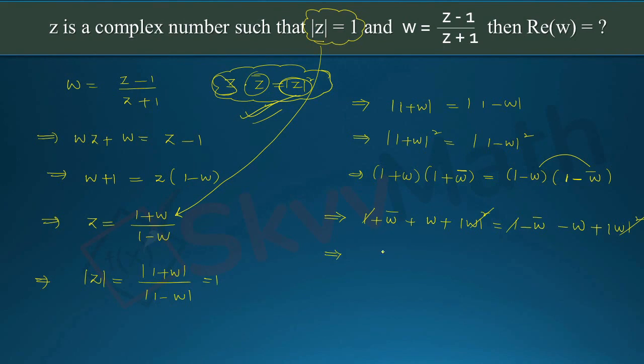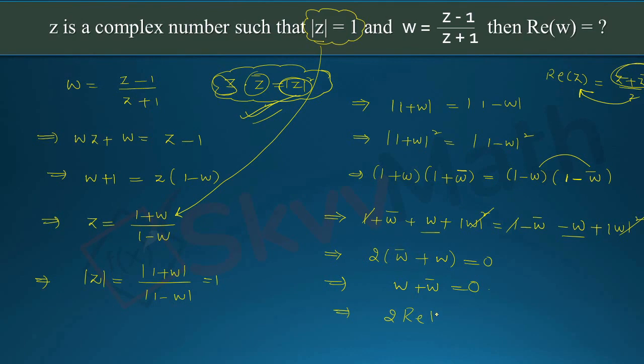Now bringing all the terms to one side, you get w bar plus w bar, 2w bar, and plus w. Here we have minus w, bringing to the left hand side you get plus w, 2w, so 2 common, w plus w bar equals to 0. So which is what? 2 into w plus w bar equals 0 means w plus w bar is 0. Now you know what is w plus w bar. Just now in the previous problem we used real part of z is z plus z bar by 2. So what is w plus w bar? 2 real part of w is equal to 0, from which we conclude that real part of w is equal to 0. This concludes the second method.